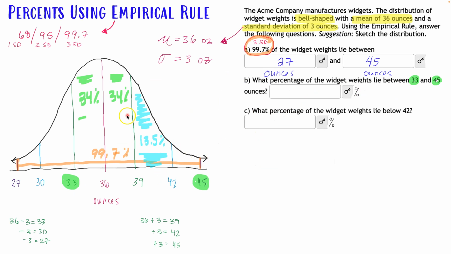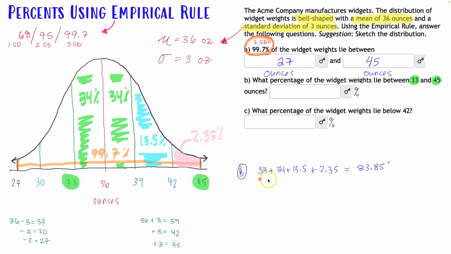And so here we go. 34% is, again, 68% of the data is right here, so divide that by 2 and you get your 34%. This next corridor here is 13.5%. And then for this next one, we're not including the tail. We want to stop at 45. So this last one is going to be 2.35%. If you grab a calculator and add up all those values, you will get 83.85%.